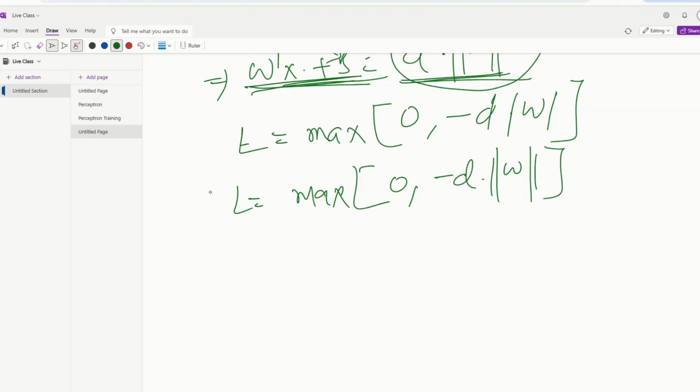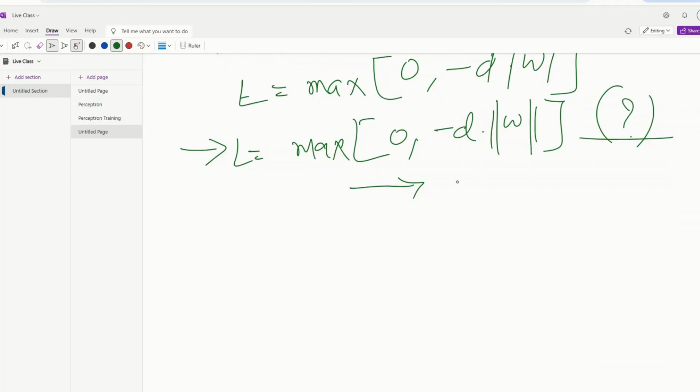So the loss function can be written in this format as well. What is the importance of this equation, and why did I write it? I want to build one concept. That's why I'm rewriting the whole equation into distance format. So you can see this loss.